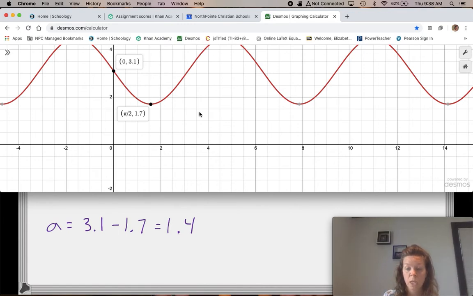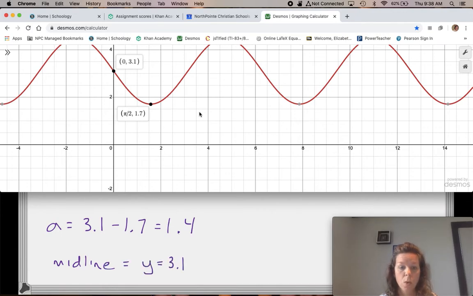The difference between our middle and either the high or the low, because that should be the same, because it's the middle, right? So that is our amplitude value here. And our midline, well, we just know our midline because it's already provided for us by having that midline value of 3.1. Okay? So that's how you can find them from the graph.